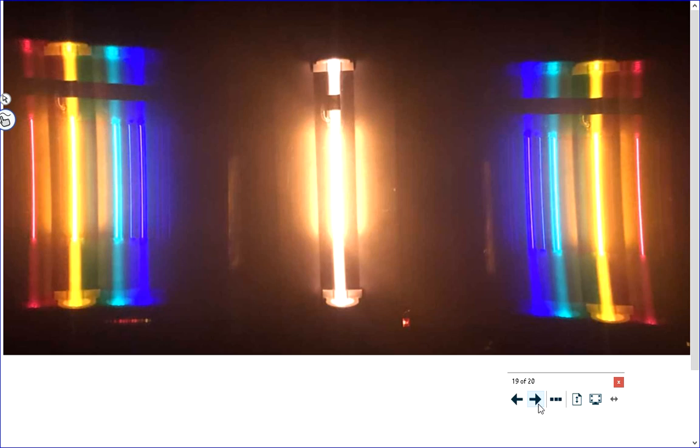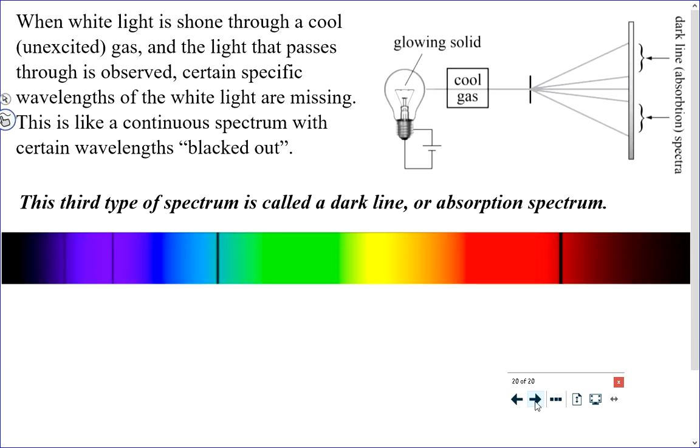So inside of this tube is a glowing gas. The third type of spectrum is the opposite. It's in fact the exact opposite to an emission spectrum or a bright line spectrum. What you do in this situation is you take a glowing solid, which is the light bulb you're looking at, and don't forget that glowing solid is emitting every color of the rainbow.